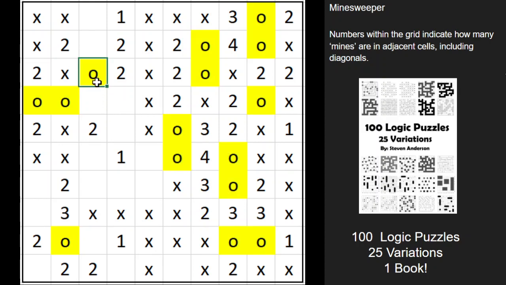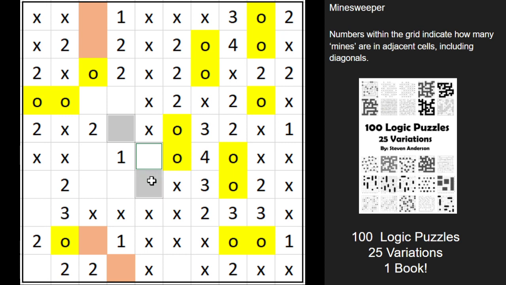So 1, 2, 3, 4, 5, 6, 7, 8, 9, 10, 11, 12, 13, 14, 15. So again, there's 19 mines total. We've already have 15 of them, so we're missing 4. We know for sure one's going to go there, so we can count that as 1. We know for sure one's going to go there, so we're going to count that as 1 as well. 1 for sure is going to go here next to this one, so we're going to count that as 1. And so 1, 2, 3, we need one more, and it's got to be one of these 2.